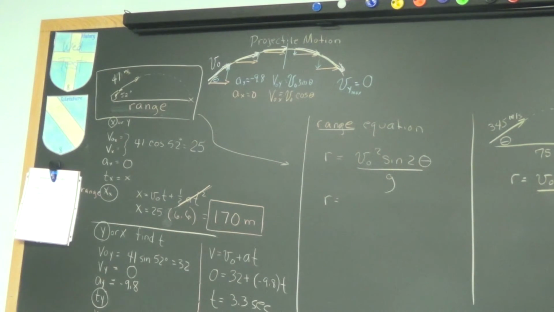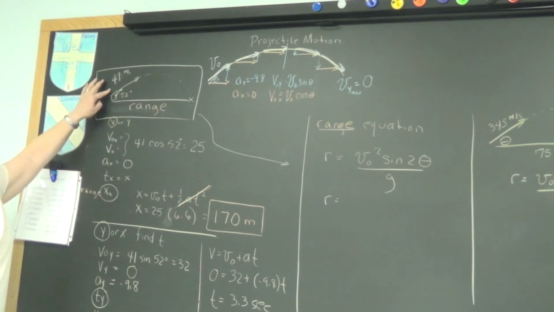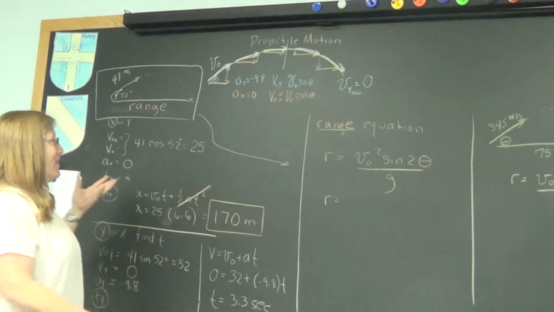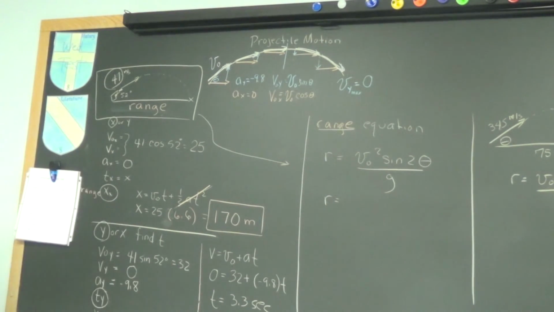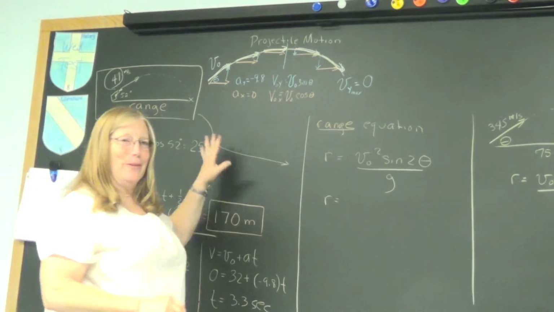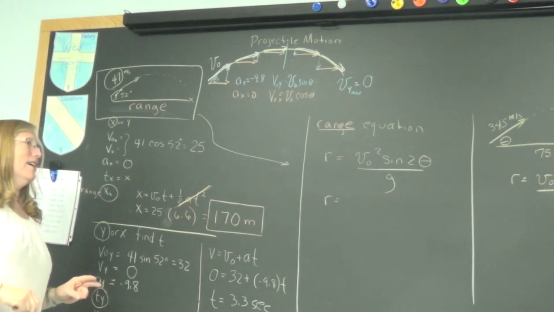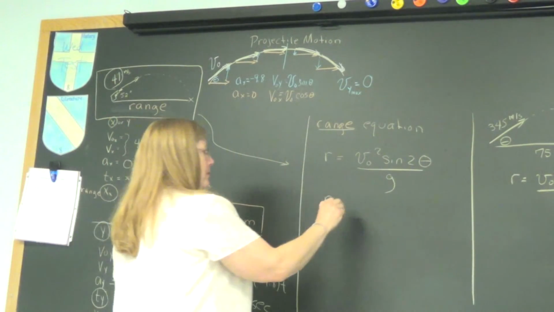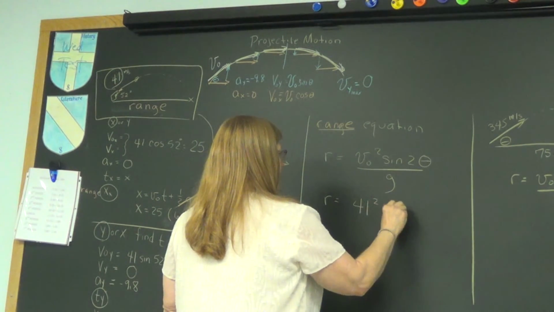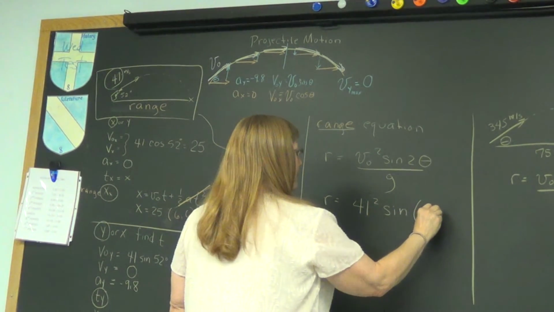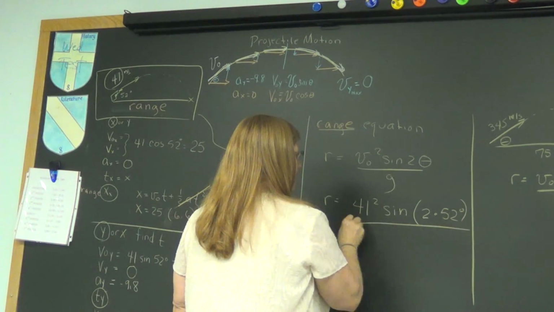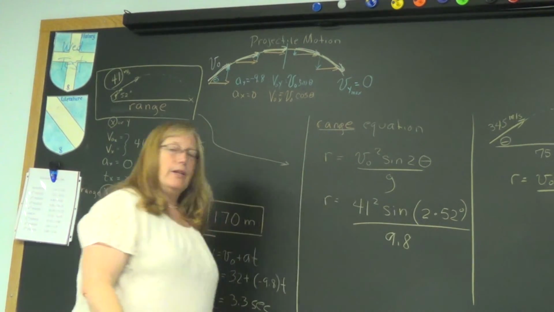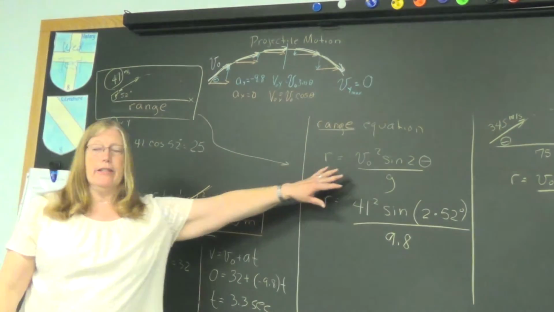When it says v sub o, does it mean v sub o x or v sub o y? Good question. Very good question. When we're in this formula, it's even easier. It's just v sub o. So you don't have all of this. So much simpler. Also you'll remember g is positive in this formula.